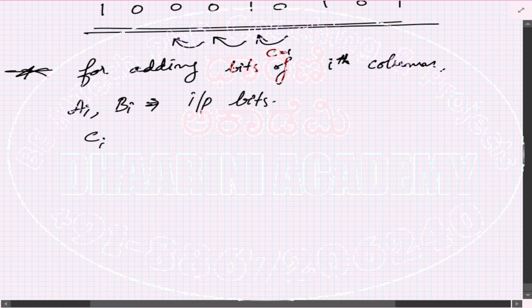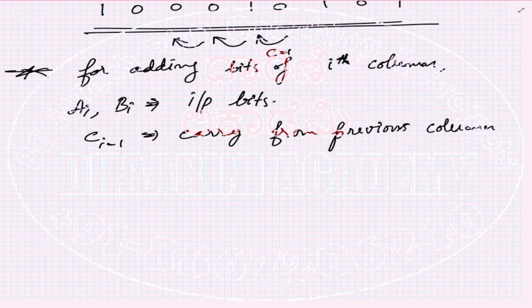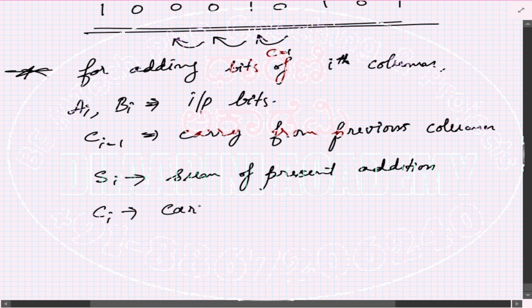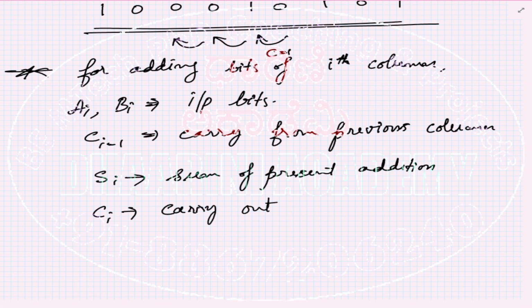So CI minus 1 represents what now? The carry from the previous column, right? SI is the sum of the present addition. And what is CI? It represents the carry out, that is the outgoing carry from the current column.